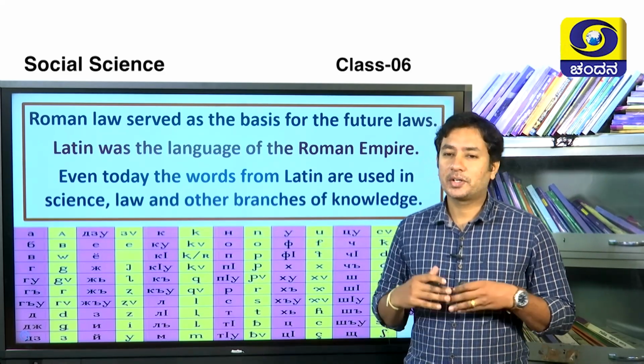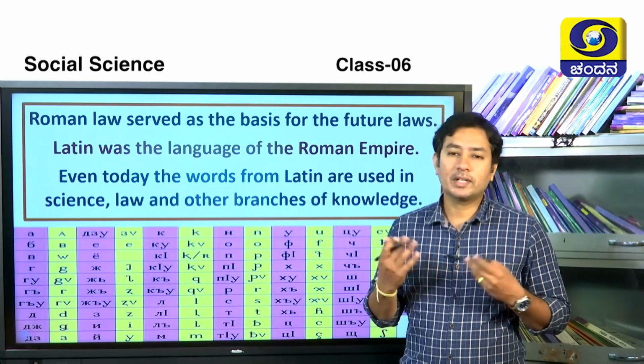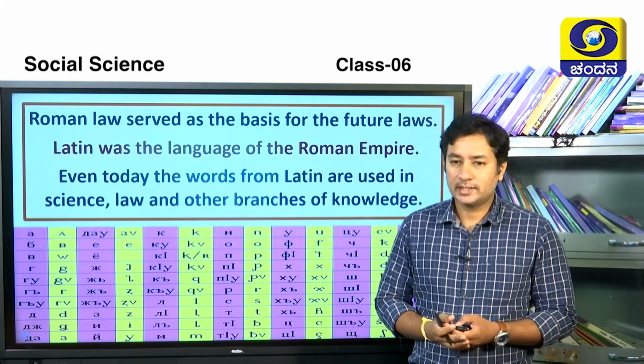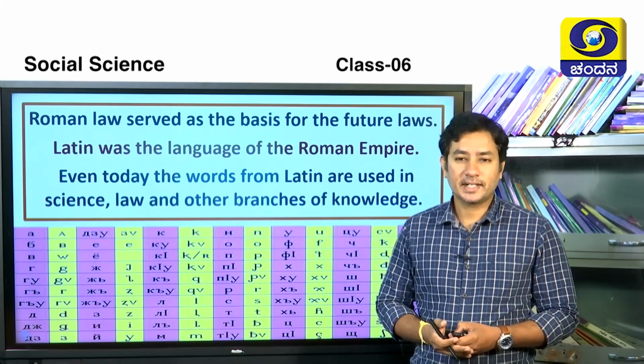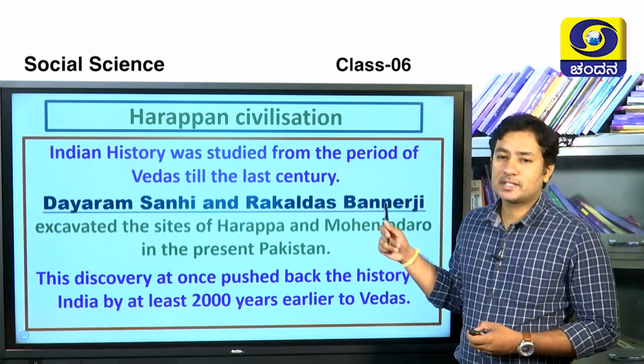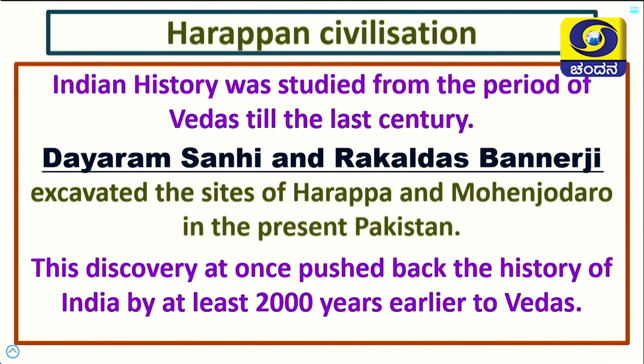Here also a huge, beautiful, marvelous civilization was there. What is it known as? It is none other than the Harappan civilization. Indian history, we thought, starts from the Vedic civilization at first, but Dayaram Sahni and Rakhaldas Banerjee were responsible for excavating the Harappa and Mohenjo-daro sites. Then we got to know that our history dates back to the Harappan civilization rather than the Vedic civilization.